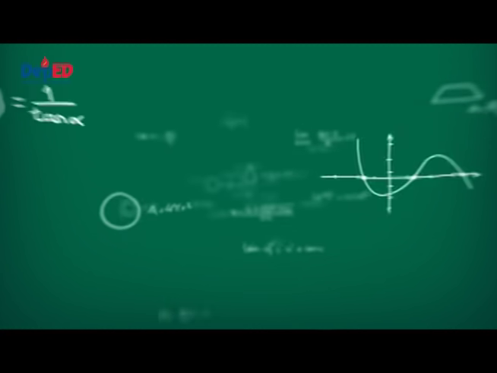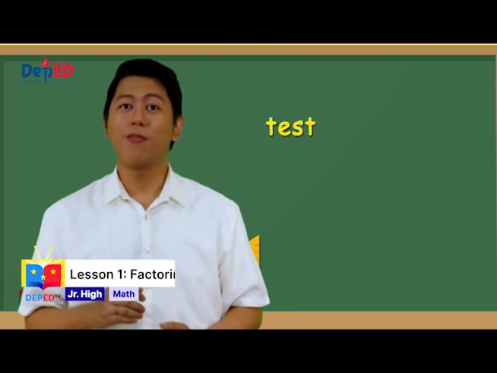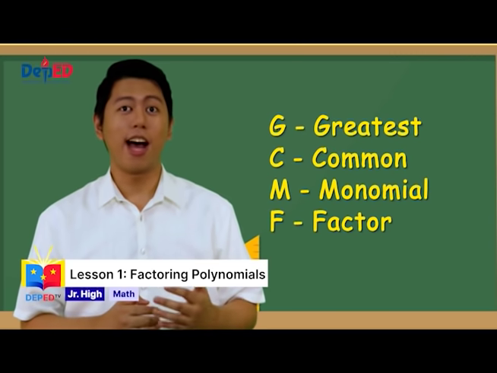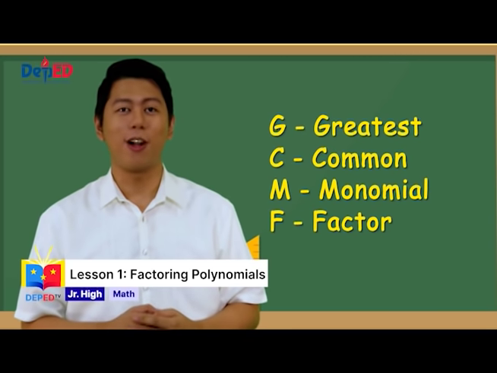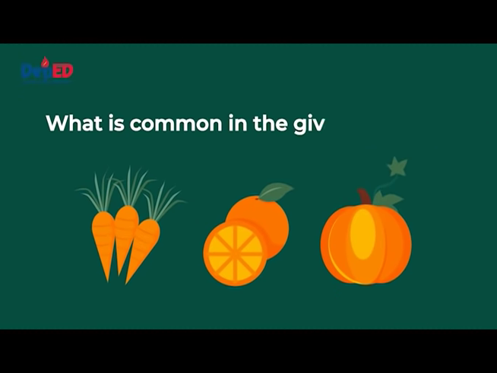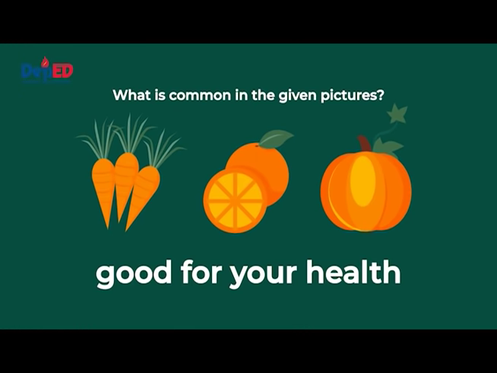The first lesson that we will tackle is factoring polynomials. Specifically, the greatest common monomial factor. But before that, I would like you to observe the following images. Can you give a description that is common to all of them? They are all orange in color. What else? They are all good for your health.